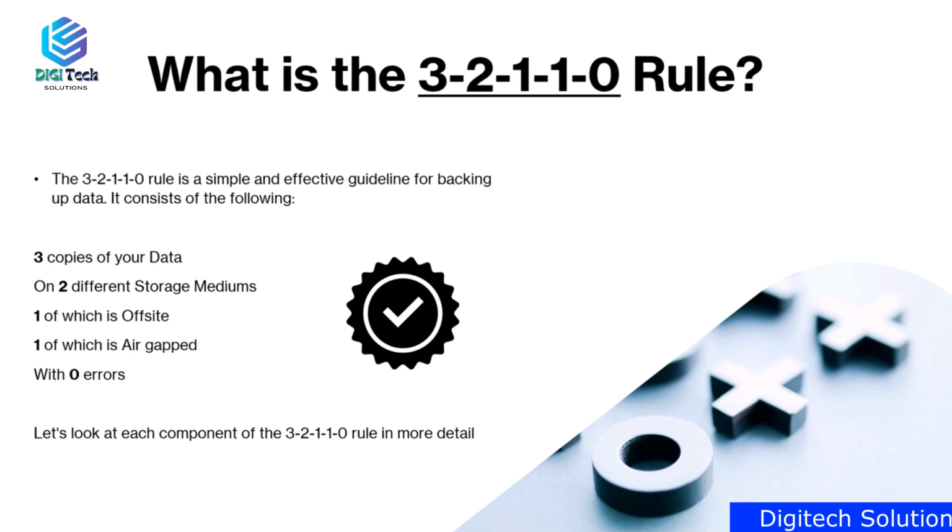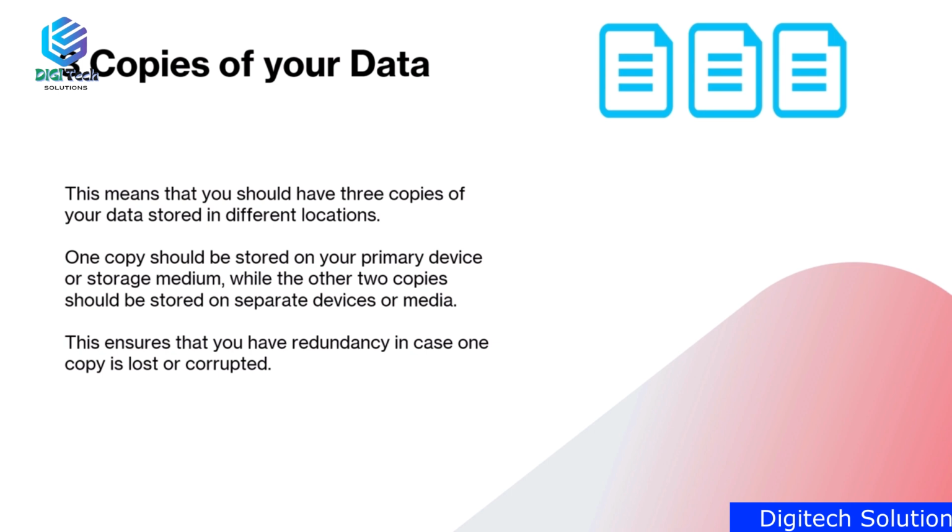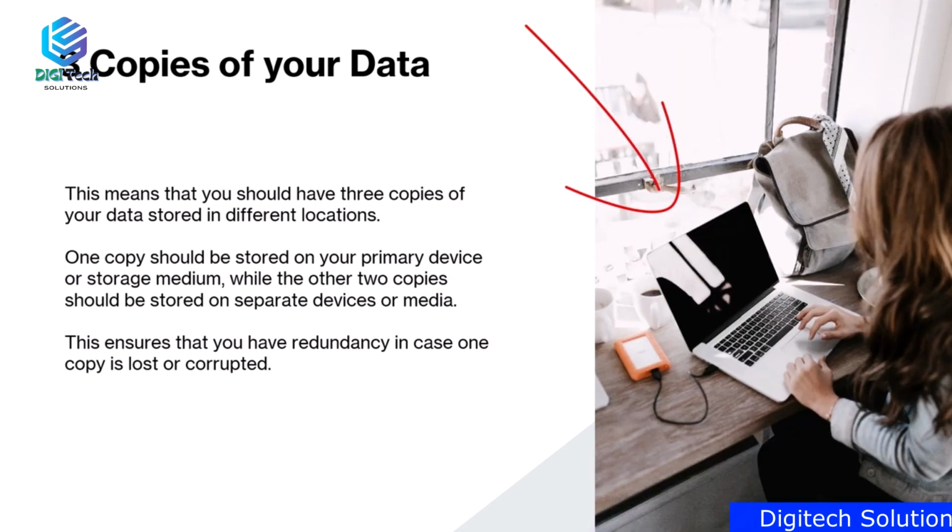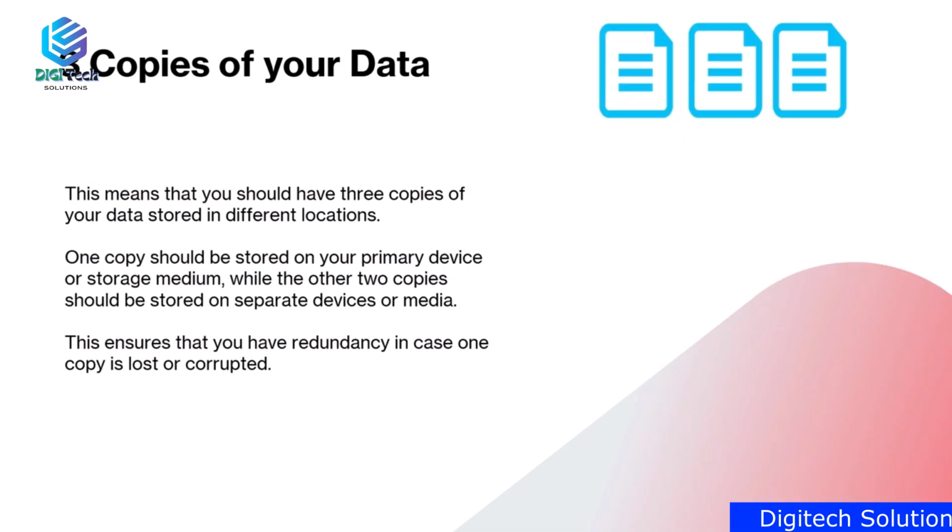Now, if you're looking at that and not really understanding it, don't worry, we're going to cover that off in much more detail. So starting off with the 3 copies of your data, what does that mean? Well, it means that you should have 3 copies of your data stored in different locations. One of those copies is always going to be stored on the primary device or storage medium. So let's say, for example, on your workstation. While the other 2 copies should be stored on separate devices or media. This ensures that you have that level of redundancy in case one or more copy is lost or corrupted.